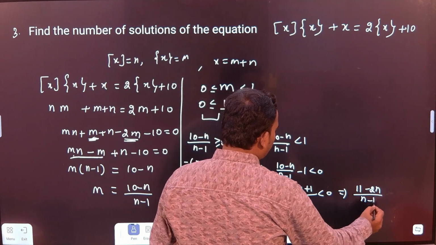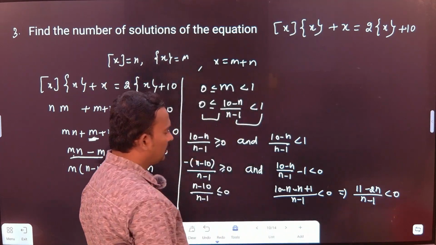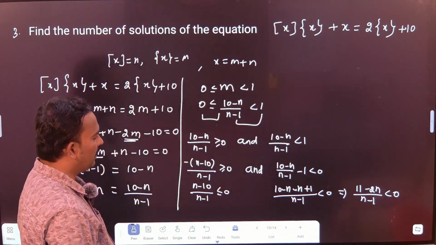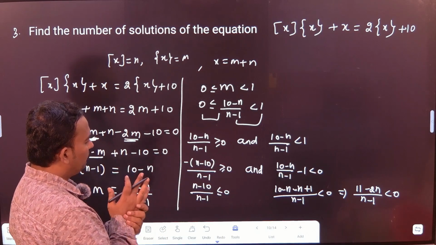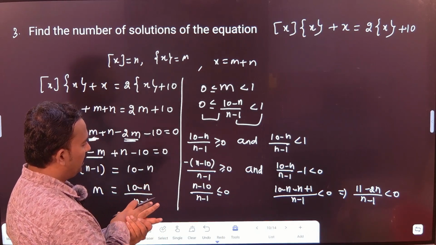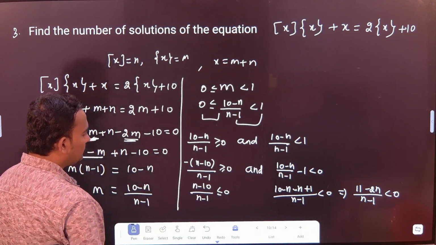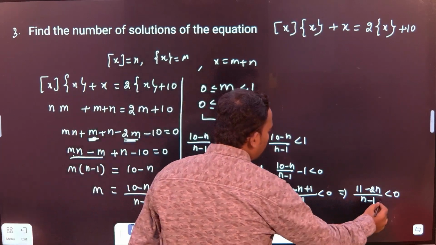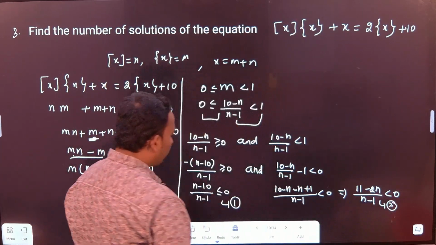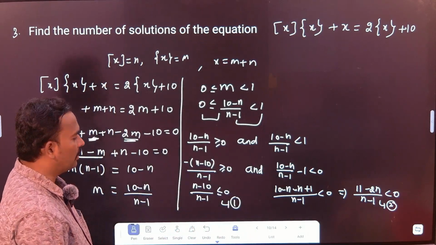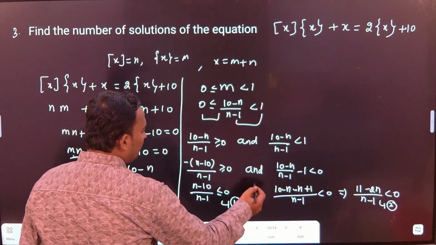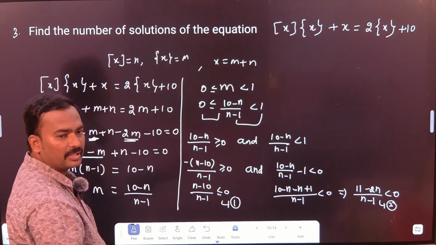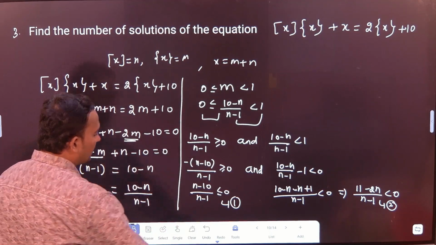Divided by n minus 1 is less than 0. Clear? Okay. So 11 minus 2n, yes, correct. Now you can take these two, let's take this as 1 and this as 2. You can compare these 1 and 2 right here. Now you have to take the intersection, then you can find the n values, right?